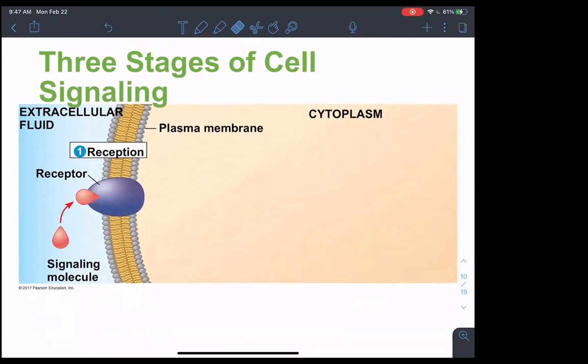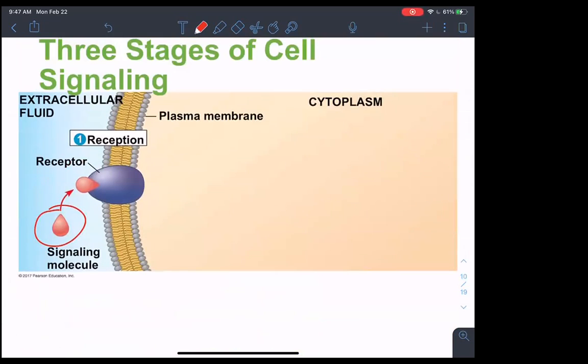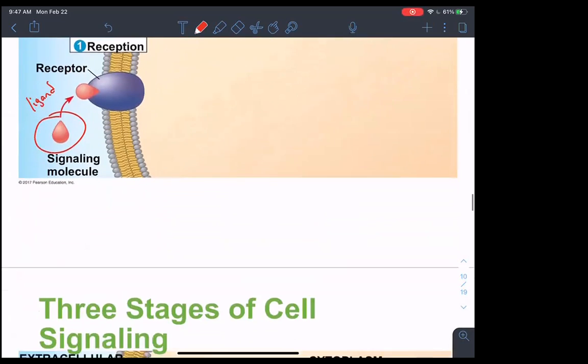All right, so this is just an artist rendering of it happening. You've got the reception, there's the signal molecule, which we will call the ligand at times, and the ligand will come in and bind to the receptor. Okay, that's reception. And I'll just write that out. That's a ligand, or the signal molecule. We call it a ligand.